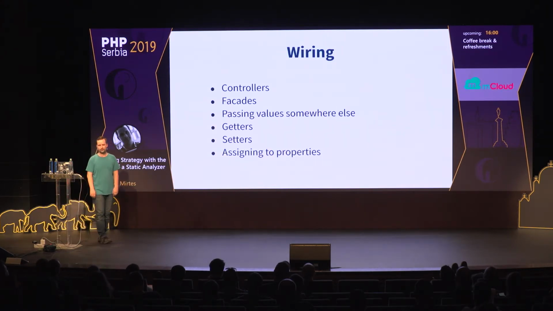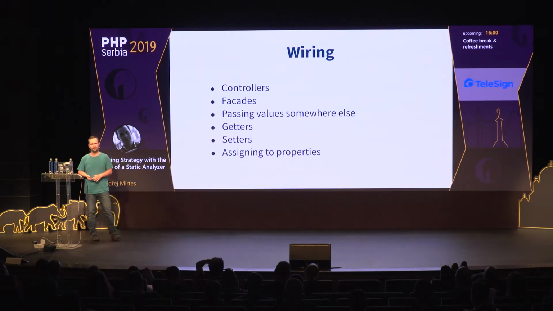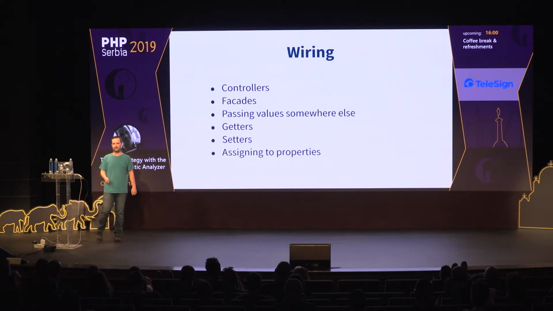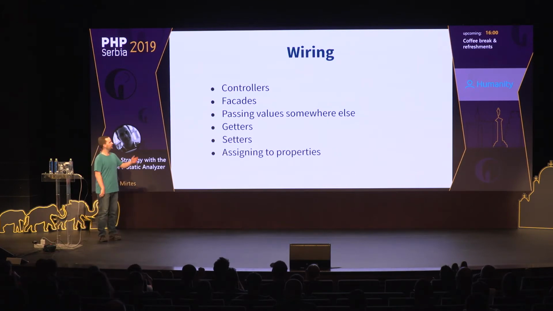So not all code is created equal with regards to importance and probability of a bug. I differentiate the code of an application into two types. First, there is wiring, and second, there is business logic. Wiring is what holds the application together. It's the glue between layers.